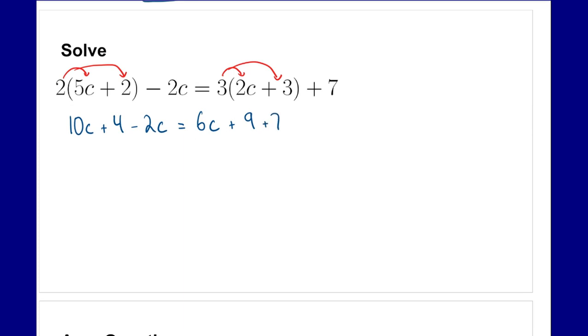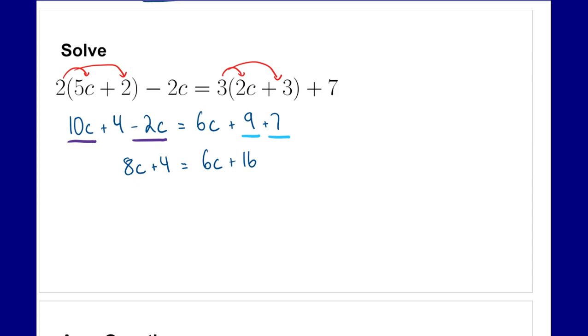Now that we've done that, you might say, oh, it's a multi-step equation. I see the variables, the 6c and the 10c on both sides, and you would be correct. However, there is something we can do beforehand. We can collect like terms. So on the left side, I have two terms that have a c. And on the right side, I have two terms that are just numbers. So I can collect those to make it easier on myself when I start to solve. So 10c minus 2c is 8c plus 4 equals 6c plus 16.